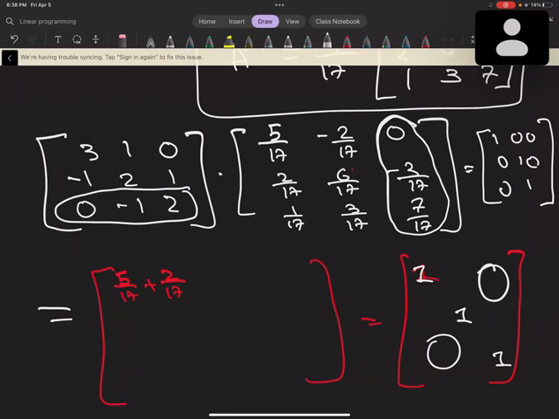Okay, so that's cofactors. Now you have quizzes and homeworks. So okay, guys, I'll let you start your homework.